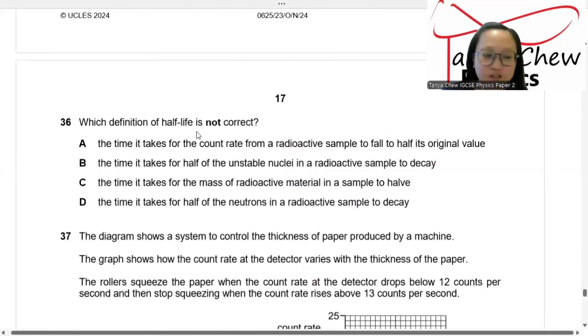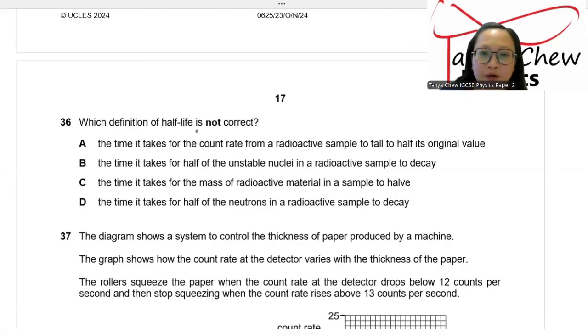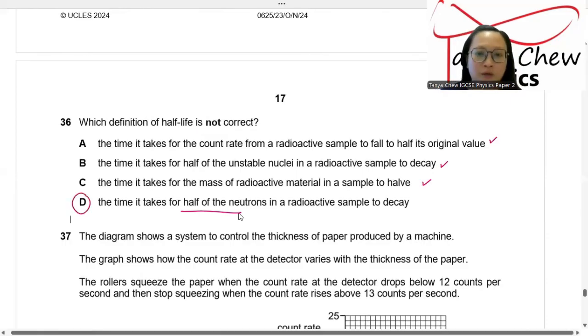Number 36, which definition of half-life is not true? The time taken for the count rate from a radioactive sample to fall to half of its original value, this is true. This is actually the definition of half-life. B, the time it takes for half the unstable nuclei in the radioactive sample to decay. Yes, that is true. C, the time it takes for the mass of the radioactive material in the sample to halve. This is true. D, the time it takes for half of the neutron. Not neutron. It is related to the nucleus. So this is not true.